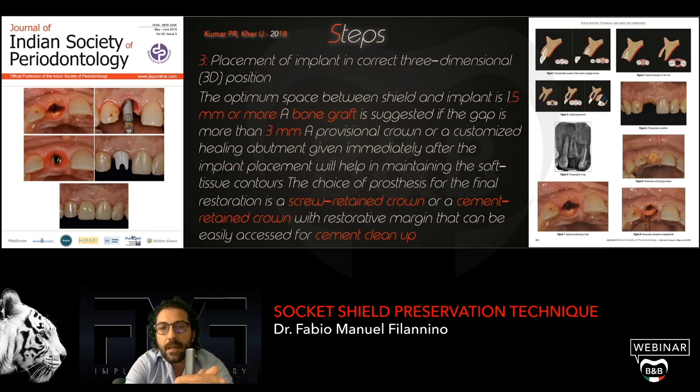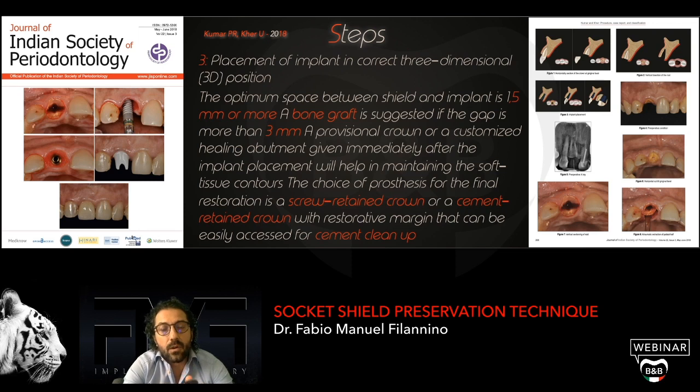The third step is also very important, that is to place the implant in a correct three-dimensional way. We can use guided surgery, but commonly we have to think in a prosthetic way. When we have to insert an implant, we already have in mind the prosthetic project of our rehabilitation.